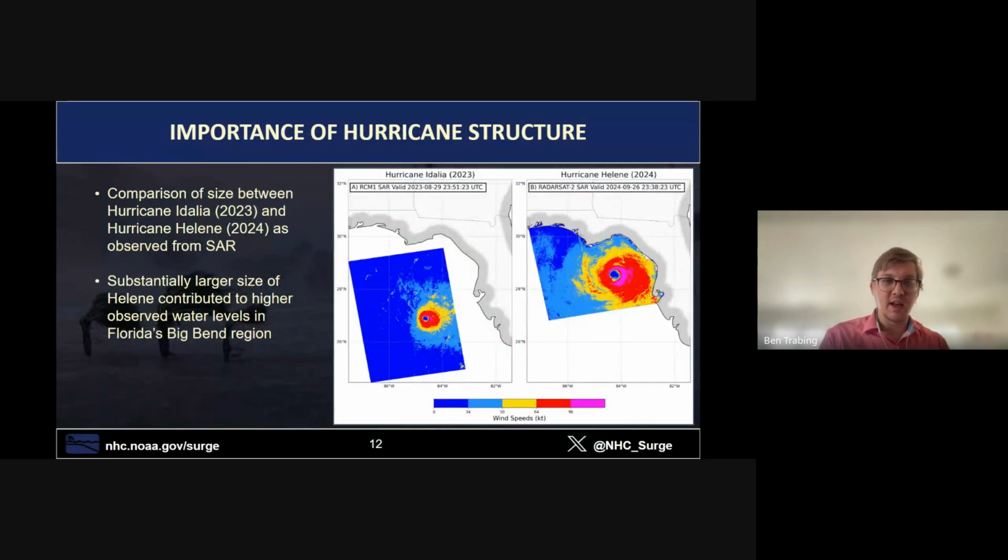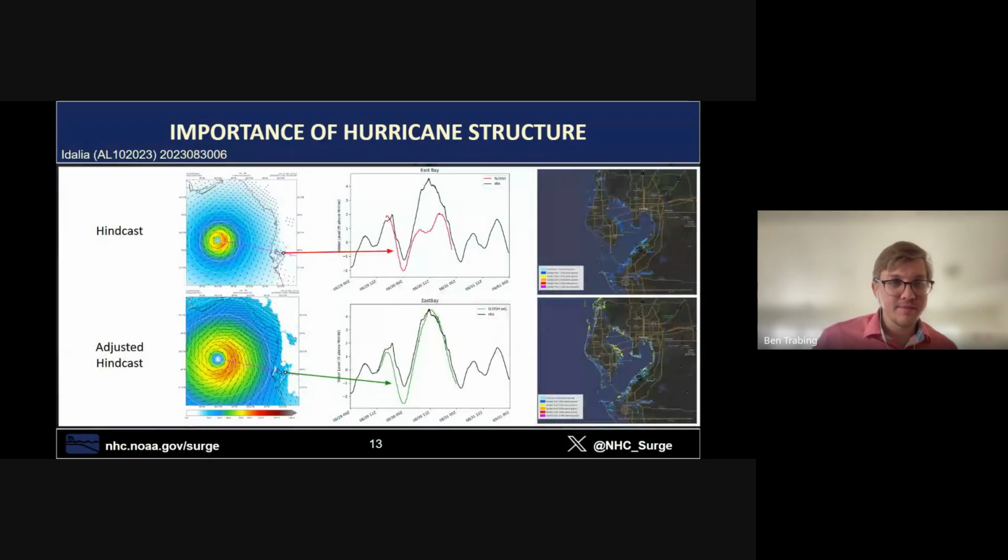Now, if we go to the next slide, I wanted to shift gears and talk a little bit more about what we're now starting to look at in terms of development and improvements to the model. And we know that storm structure is something that we really need to focus in on and improve. So this is a comparison between synthetic aperture radar overpasses from Hurricane Idalia in 2023 versus Hurricane Helene. And you can see the substantial size difference here, right? Size really does matter, particularly for water level changes and the storm surge. And that's one of the reasons why Hurricane Helene had a much bigger impact compared to Hurricane Idalia in the Big Bend region.